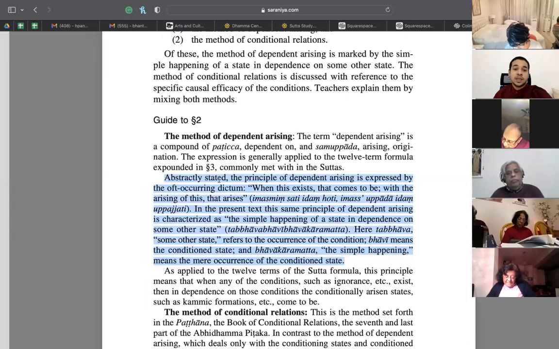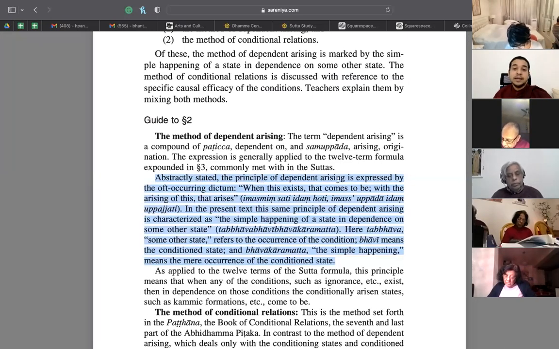Abstractly stated, the principle of dependent arising is expressed by the oft-occurring dictum: when this exists, that comes to be. Namarupa paccaya salayatana. When namarupa comes to arise, salayatana then arises. With the arising of this, that arises. In the present text, this same principle of dependent arising is characterized as the simple happening of a state dependent on another state.